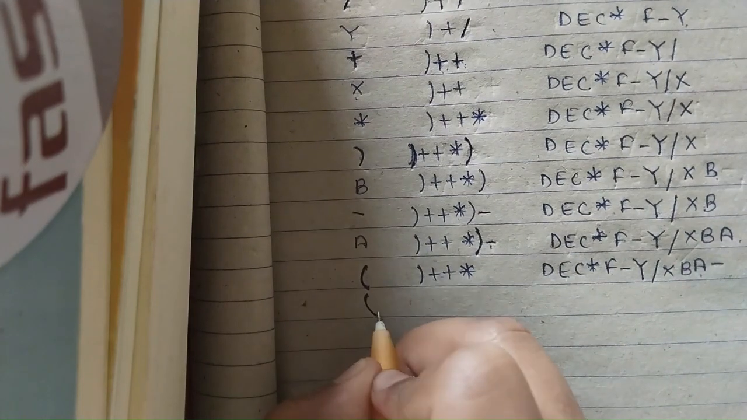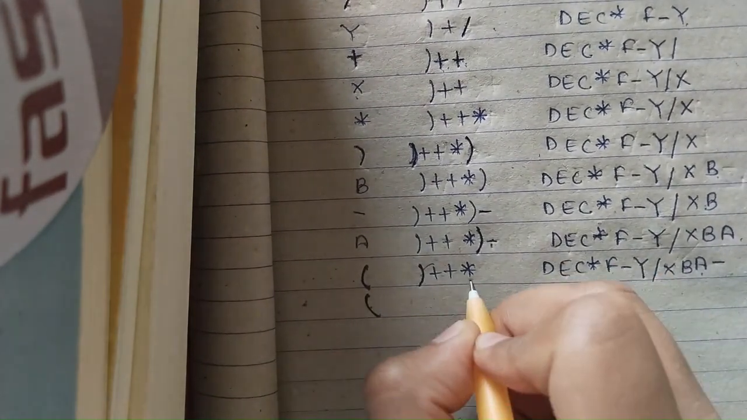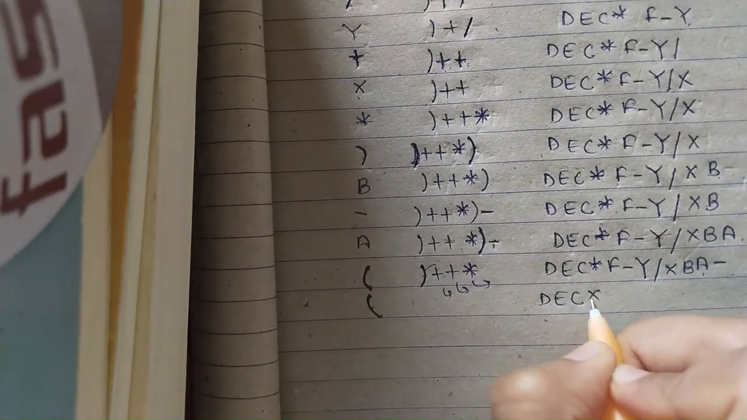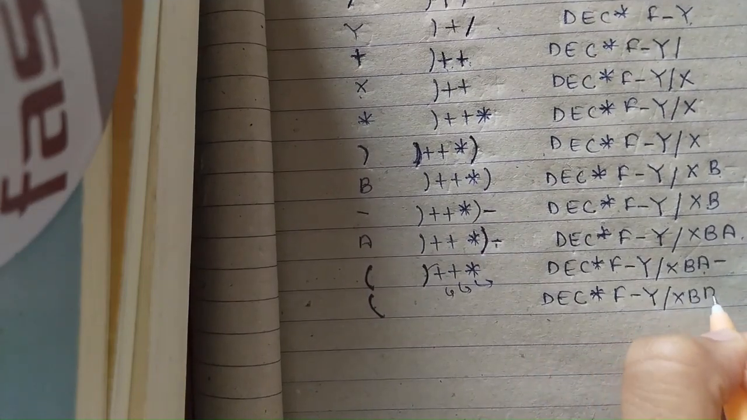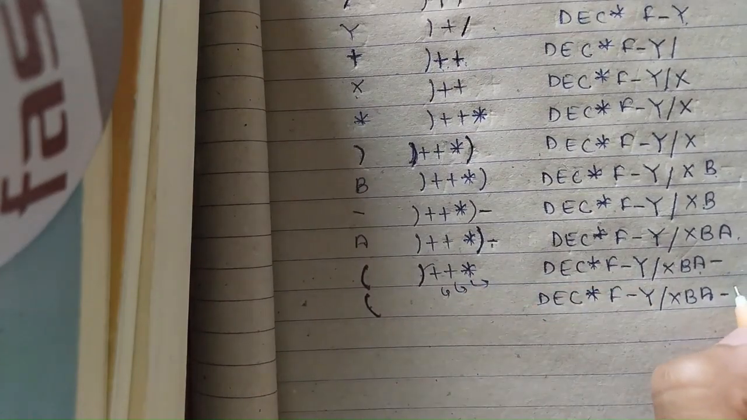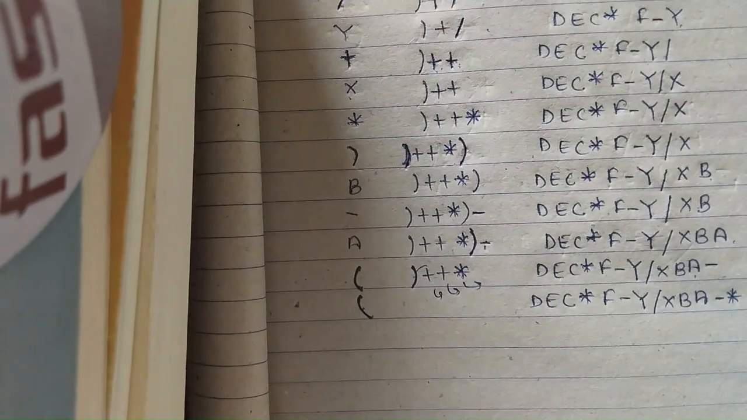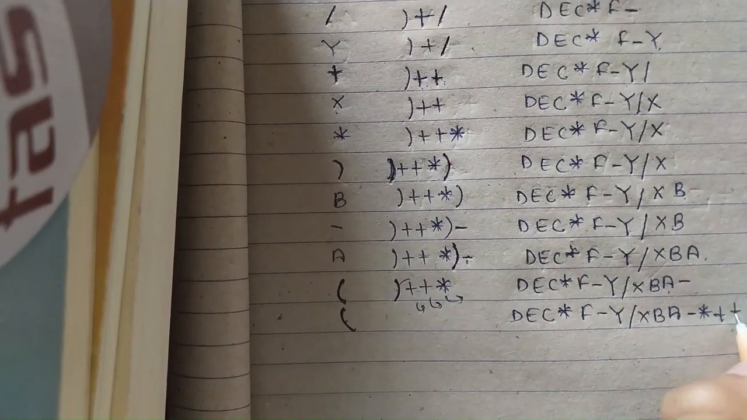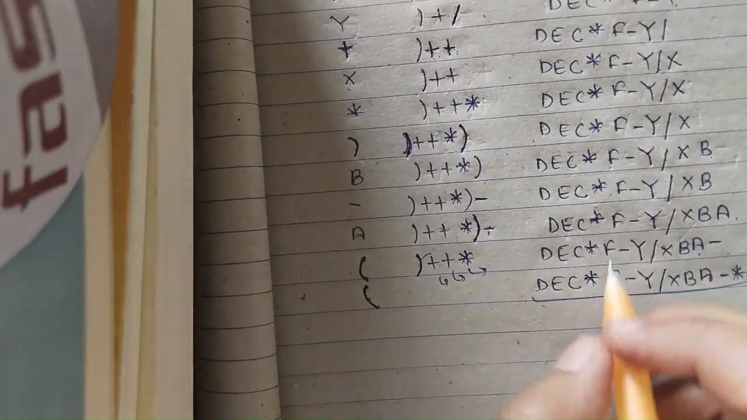And next we have the last closing bracket, which is of the opposite nature of this, and these two will get cancelled out and all these expressions are going to get popped out. Okay, so DEC into F minus Y divided by XBA minus, and then first this particular expression is going to get popped out, multiply. Okay, and next comes your plus, so these two plus are going to get popped out again.